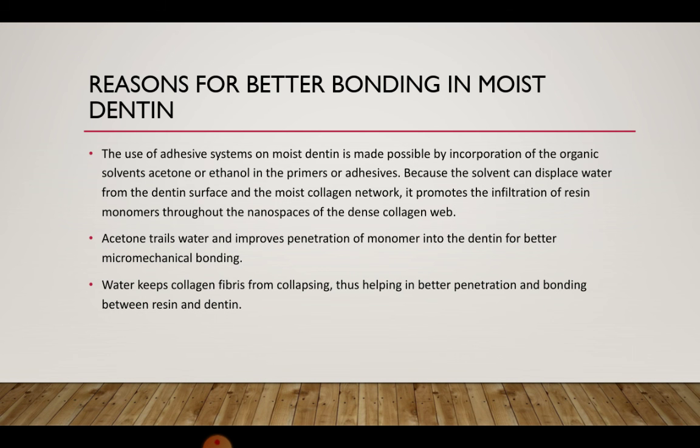Now, reasons for better bonding in moist dentine. The use of adhesive system on moist dentine is made possible by incorporation of organic solvents such as acetone or ethanol in the primer or adhesive. Now, when organic solvents are used in the primer or adhesive, the solvent displaces the water from the dentine surface and the moist collagen network, and thus it promotes the infiltration of the resin throughout the nanospaces of the dense collagen web.